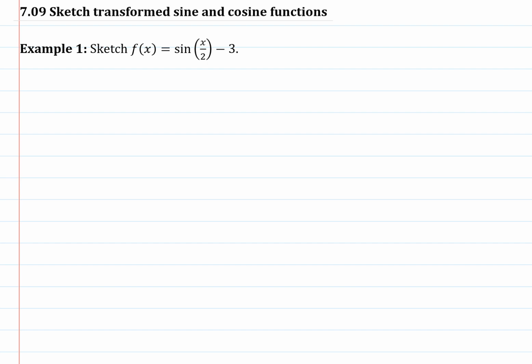Today's goal is to sketch transformed sine and cosine functions. So we'll start out with example 1. Before I even start sketching, what I like to do is mark it up. I notice that there's no coefficient next to sine, which means that there's a hidden or unwritten coefficient of 1.